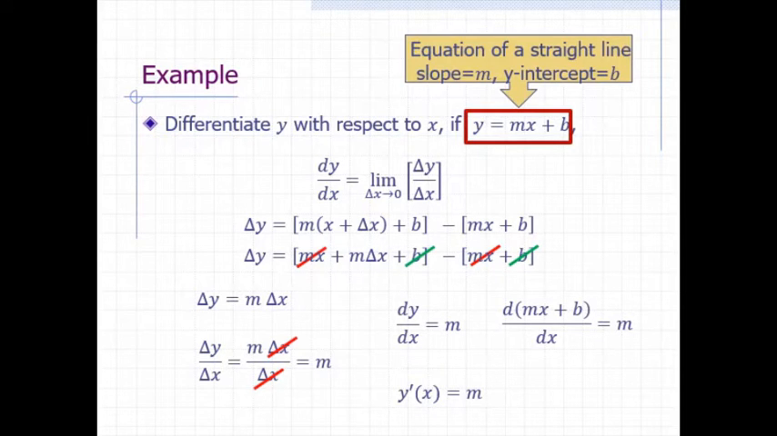Recall that the equation y equals mx plus b is the equation of a straight line with a slope equal to m and y-intercept equal to b. In other words, the derivative of a linear function of x is just the slope of the line. It is a constant. It doesn't actually depend on x. However, in general, the derivative will depend on x.